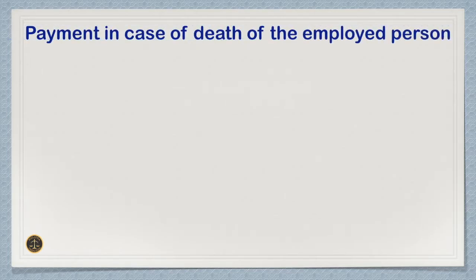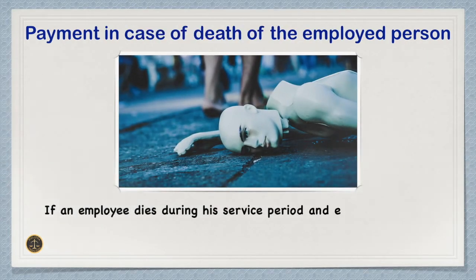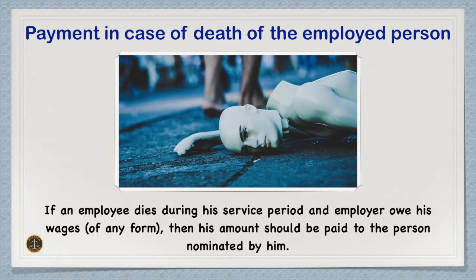Next, payment in case of death of the employed person. If an employee dies during his service period and the employer owes his wages in any form, then the amount should be paid to the person nominated by him. Note, however, if no such nomination has been made or where, for any reason, such amount cannot be paid to the person nominated, it should be deposited with the prescribed authority.